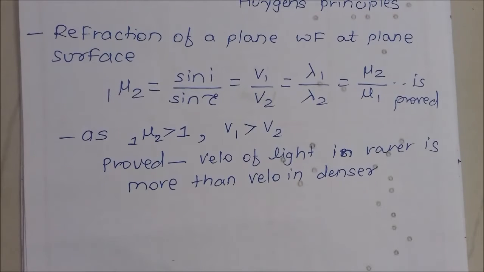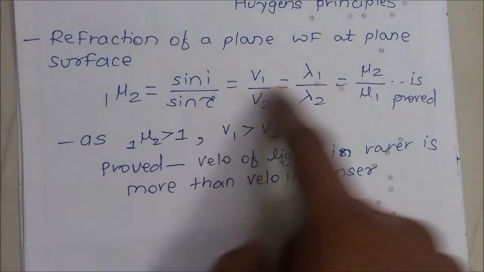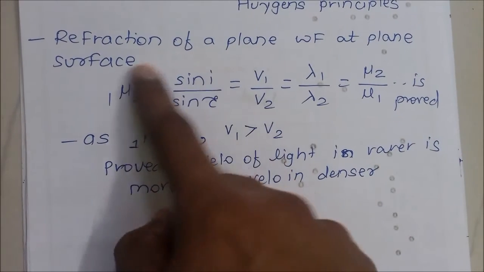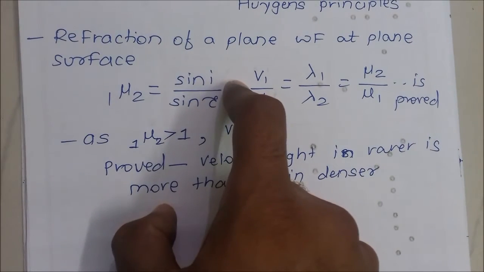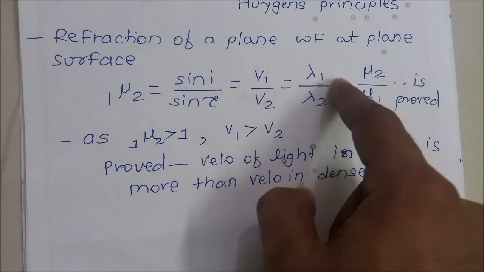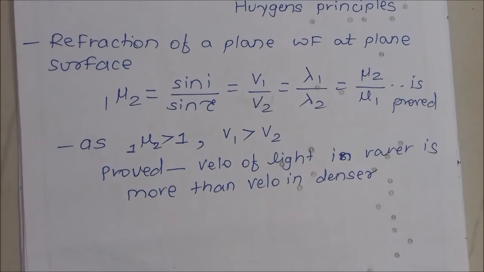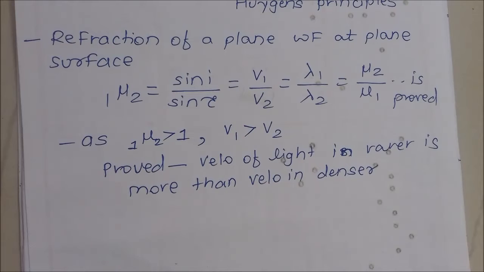Huygens also proved refraction of a plane wavefront at a plane surface. He proved this law, which is called Snell's law, and also proved that the velocity of light in a rarer medium is more than the velocity in a denser medium.